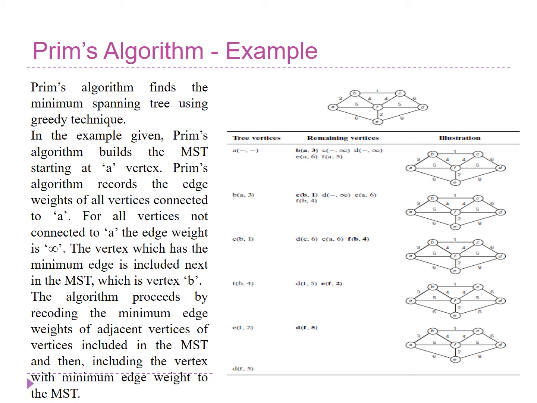Vertex E, as before, is connected with vertex A with an edge weight of 6. But now vertex F has a smaller edge weight when it is connected with B rather than with A. That is, with A, F has an edge weight of 5, but with B, F has an edge weight of 4. Hence, the minimum edge weight is recorded, which is 4.